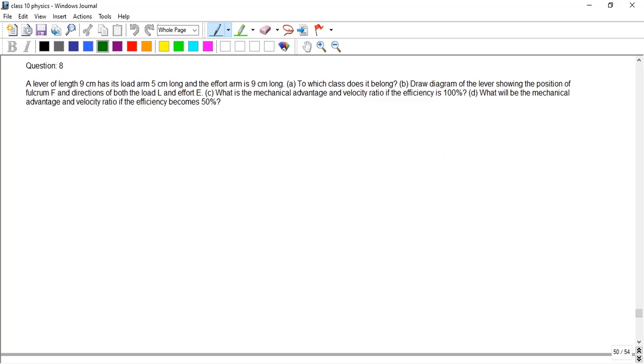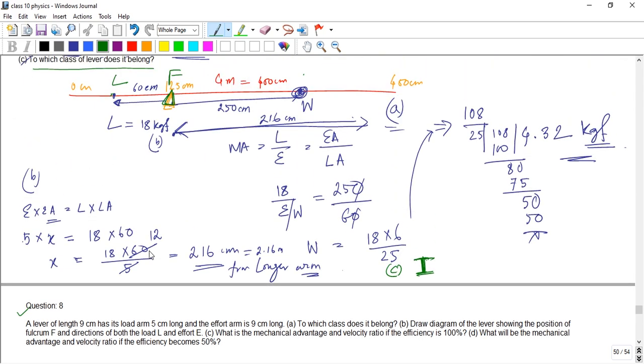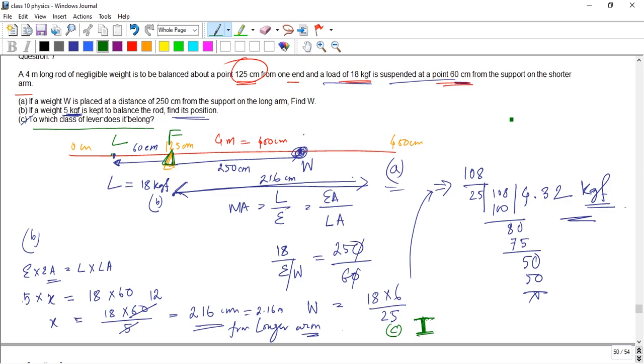So today we solve the rest of the numericals of the machine chapter, part A. Okay, here is question number 8. In the previous class we solved up to question number 7, and today we start from question number 8.